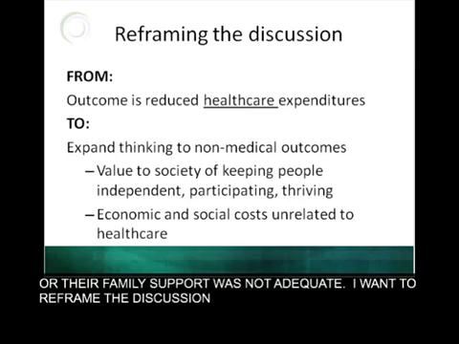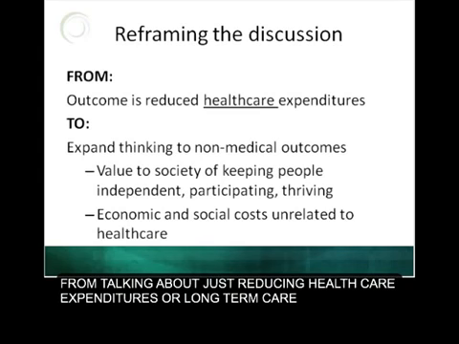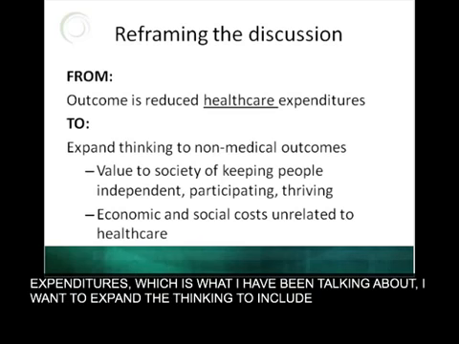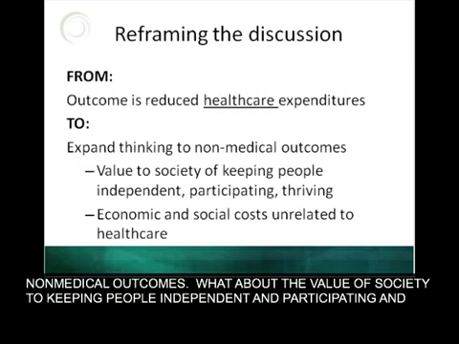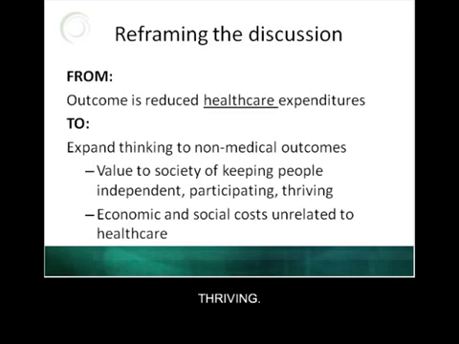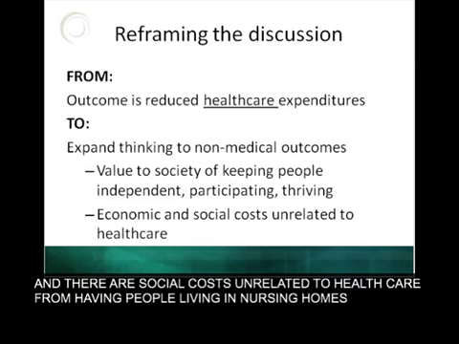I want to reframe the discussion from talking about just reducing health care expenditures or reducing long-term care expenditures, which is what I've been talking about. I want to expand that thinking to include non-medical outcomes. I haven't really talked about this, but what about the values to society of keeping people independent, participating, thriving? And there are economic costs unrelated to health care, and there are social costs unrelated to health care from having people who are living in nursing homes who could otherwise be living in the community.